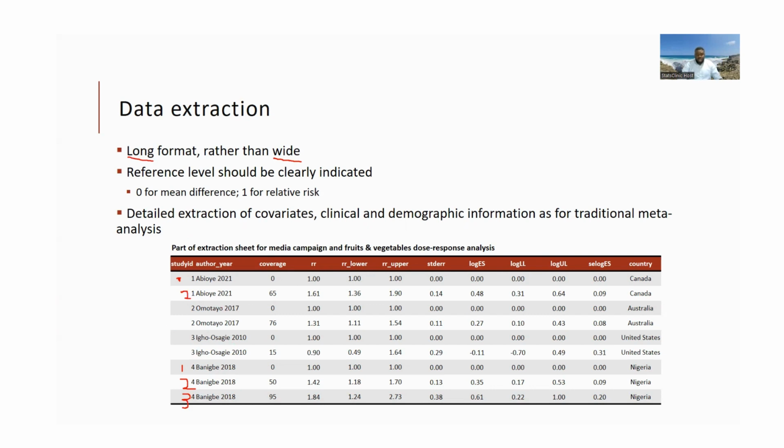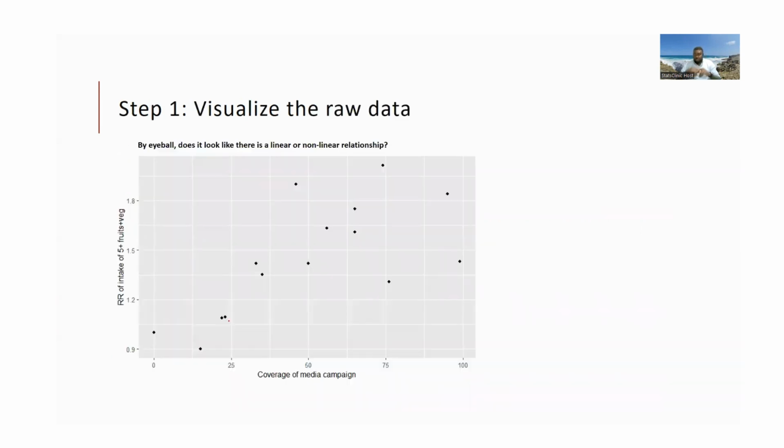And so this allows you to have many rows depending on how much data you have in this study. This is a key point to note for dose response meta-analysis, which is different from the traditional meta-analysis that we talked about previously. The next thing you will do is visualize the data, okay? You will use a scatter plot to visualize the data like this.